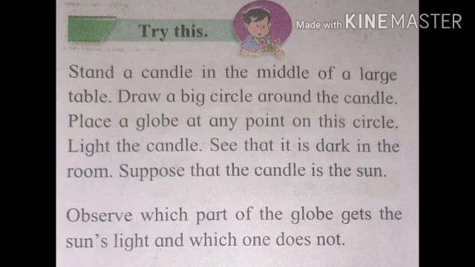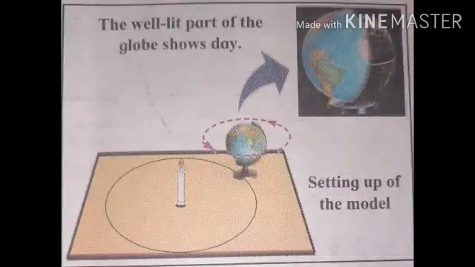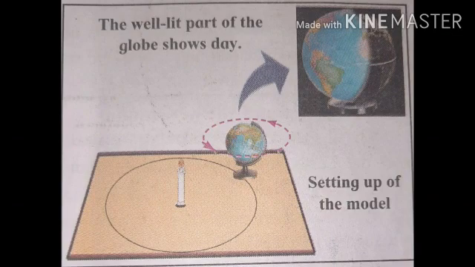Now take one candle and a large table, and place the candle in the middle and draw a big circle around it. If you have a globe, you can place it. If not, then there is no need. Then light this candle. See that it is totally dark in the room. Suppose the candle is the sun, and through it you can observe what you see in that dark room. Observe which part of the globe gets the sunlight and which does not.